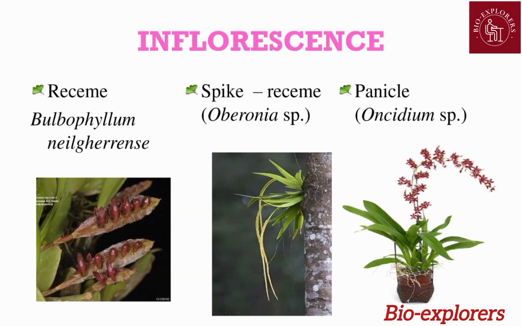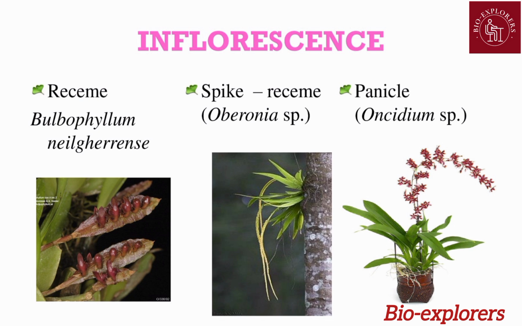So first one is inflorescence. What is inflorescence? It's the arrangement of flowers on a floral stalk. There are two kinds of inflorescence. One is racemose, another one is cymose inflorescence. So in racemose inflorescence, the main axis grows continuously, whereas in cymose inflorescence, the main axis does not grow continuously.